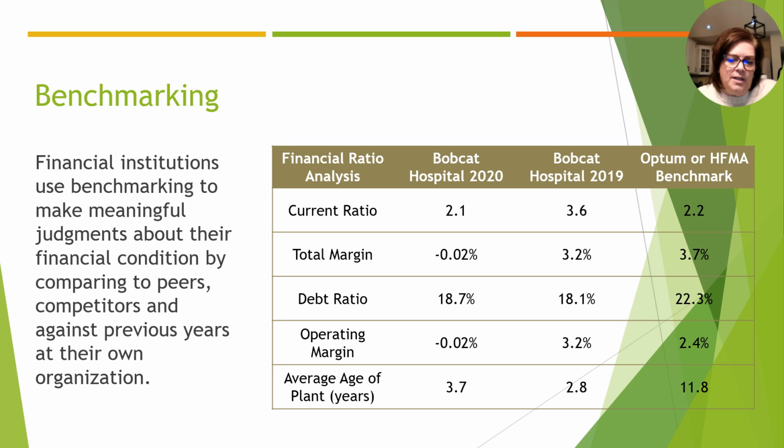$1 of liability. The next one is the total margin, which is net income divided by total revenues. And that's really measuring your ability to generate revenue and control expenses.